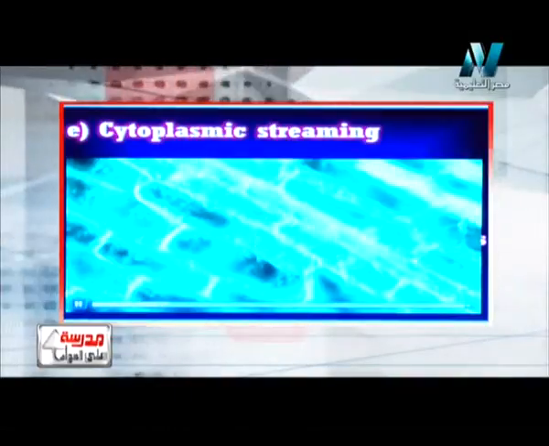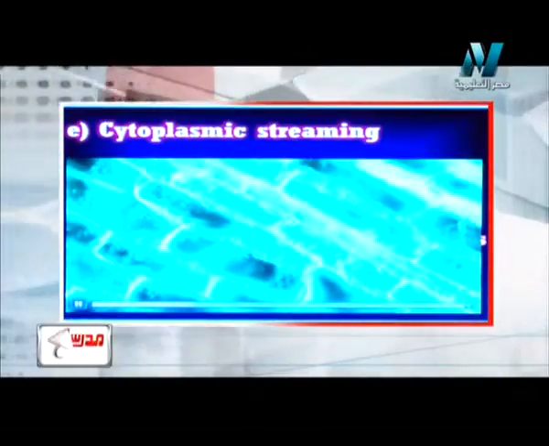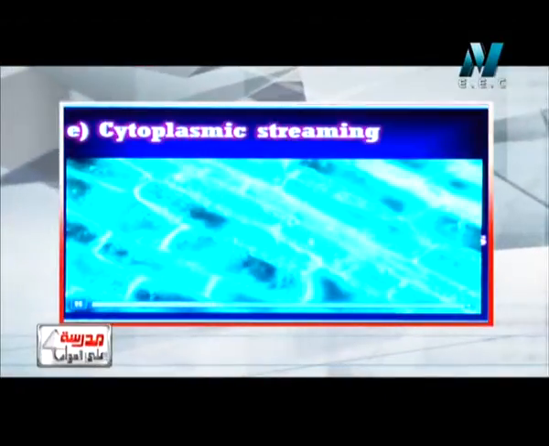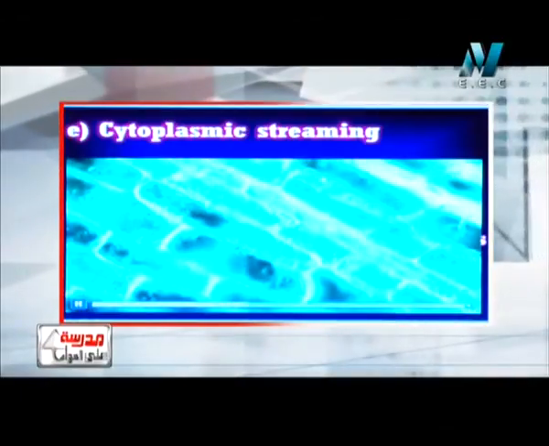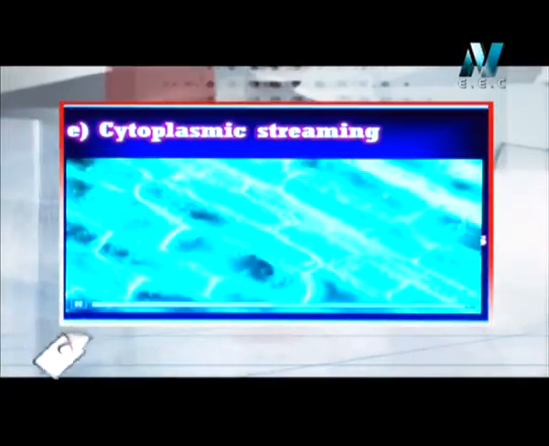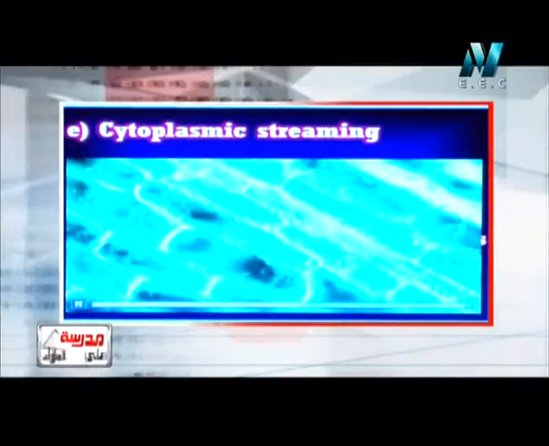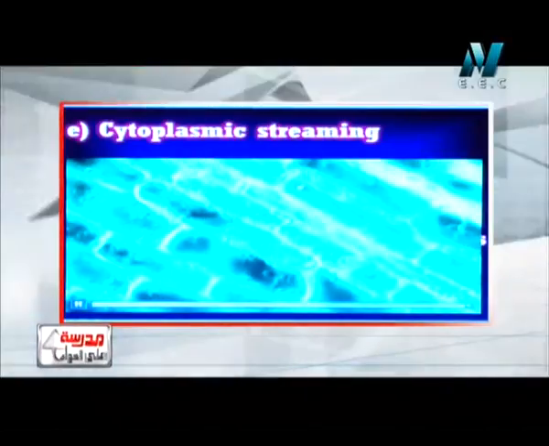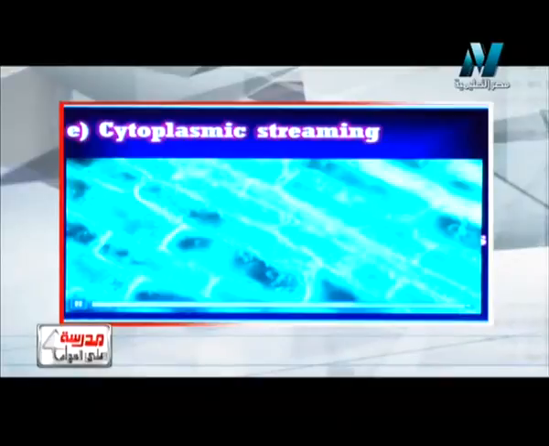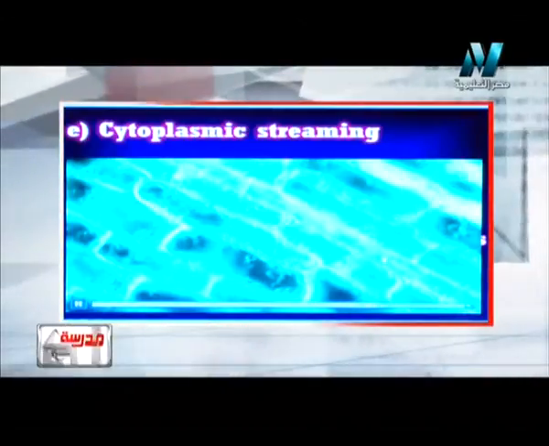The cytoplasm is transparent, but we see the chloroplasts that move or rotate inside the cell, carried by the cytoplasm. So cytoplasm moves inside the cell carrying the chloroplasts. That's called the cytoplasmic streaming.